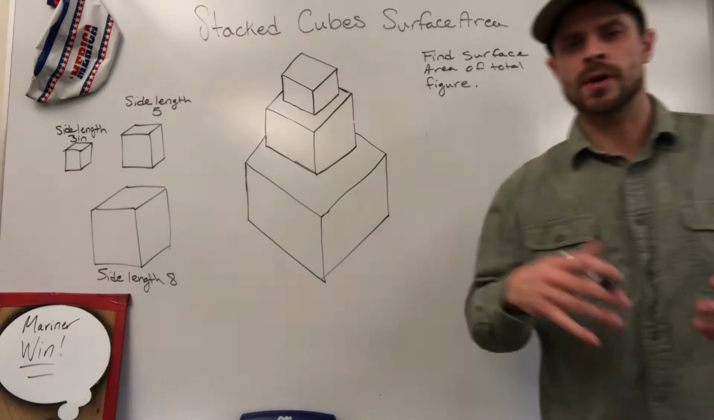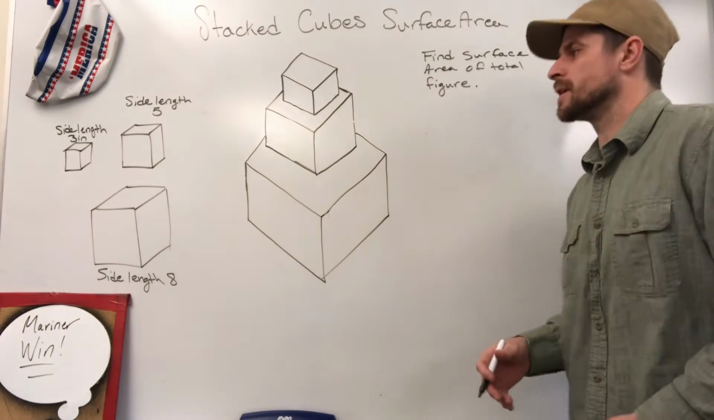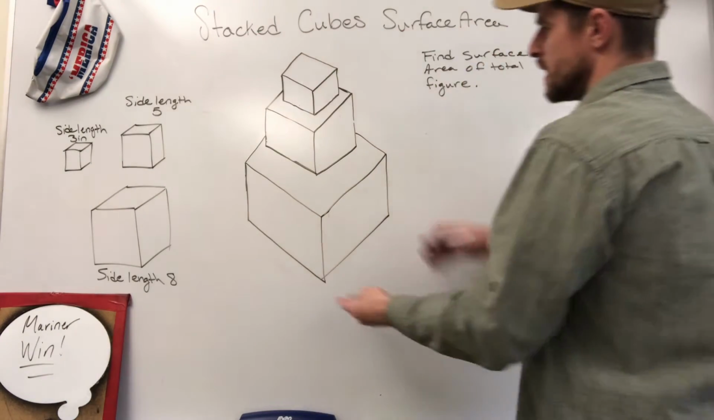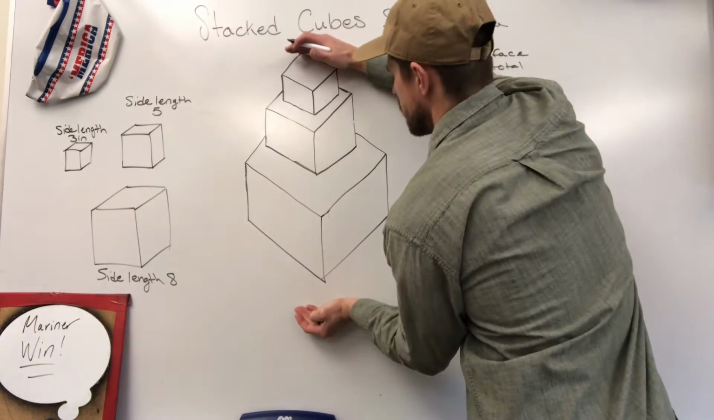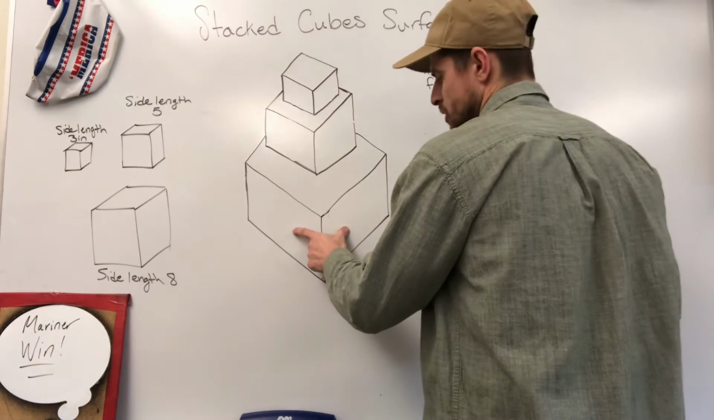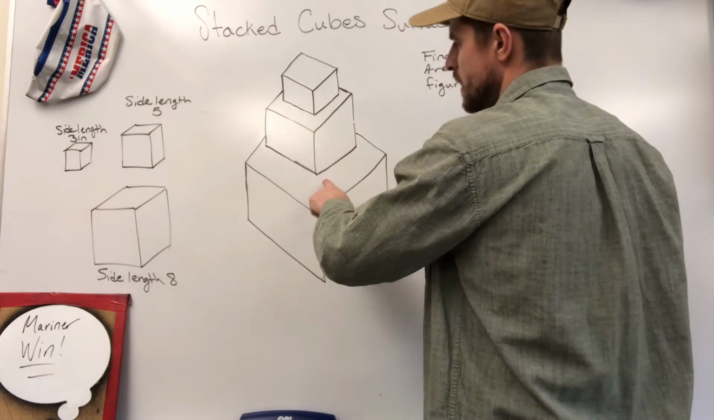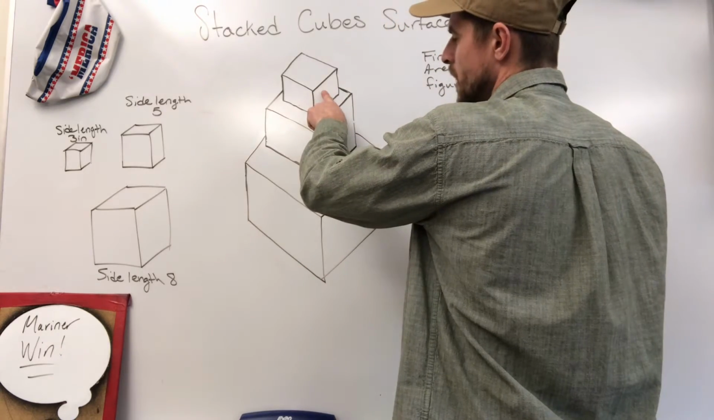All right, we got a neat little problem today that was requested from one of you out there, so thank you for this one. We got some stacked cubes and we're trying to find the surface area as if this was one total figure. Imagine you've got a cubical box and then you glue this box right on top of that one, and then you glue a smaller box on top of that one.